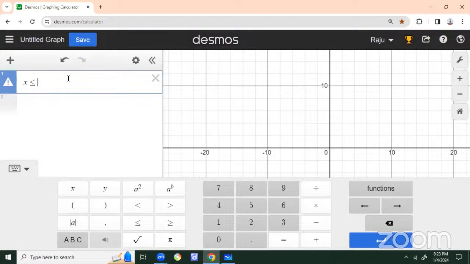So x equals to 4, is it the line parallel to the x-axis or parallel to the y-axis? X equals to 4, is it the line parallel to x-axis or parallel to y-axis?